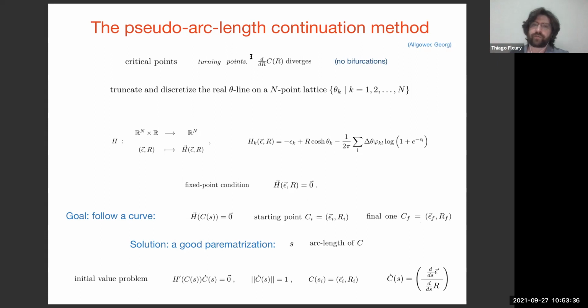Because you have this divergence in R, the first thing to do is to write a nice parametrization. So instead of taking R as the parameter, the initial trick is to take all the variables, also S, depending on a good parameterization, that you call the arc length, because we impose some normalization condition here.